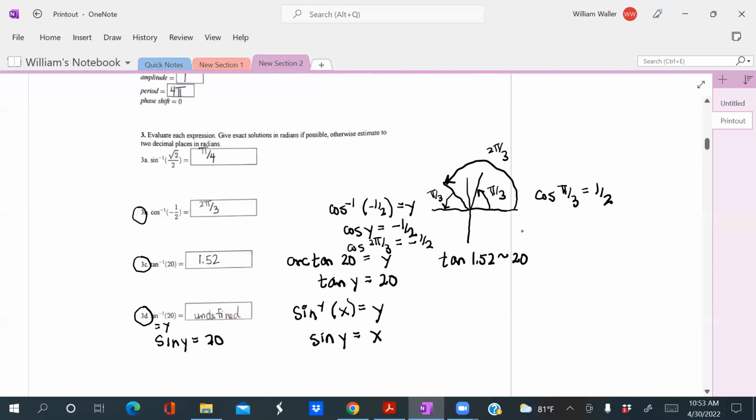Now we want to be careful because there are other angles that will give you cosine of minus 1/2. How do we know 2 pi over 3 is the one we want to settle on? Well, remember the range of the inverse cosine function is only angles between 0 and pi. So when you apply inverse cosine to a number, you always get an angle between 0 and pi. Well, 2 pi over 3 is between 0 and pi, so we know that's the angle we're seeking.